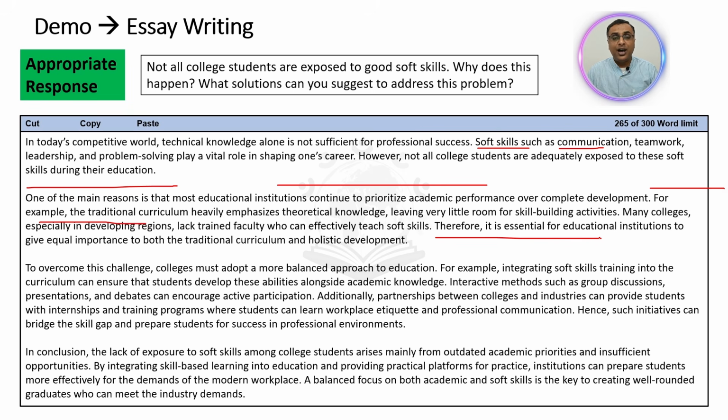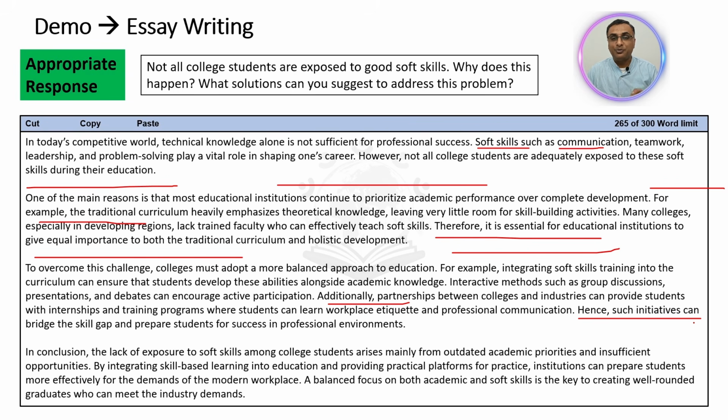In paragraph 3, I have given the solution, meaning I have addressed what solutions you can suggest for this problem. Here I have written, to overcome this challenge, colleges must adopt a balanced approach towards academic performance and soft skills. I have substantiated it with an example also. I have written additional details over here. In the end, I have concluded my second idea.